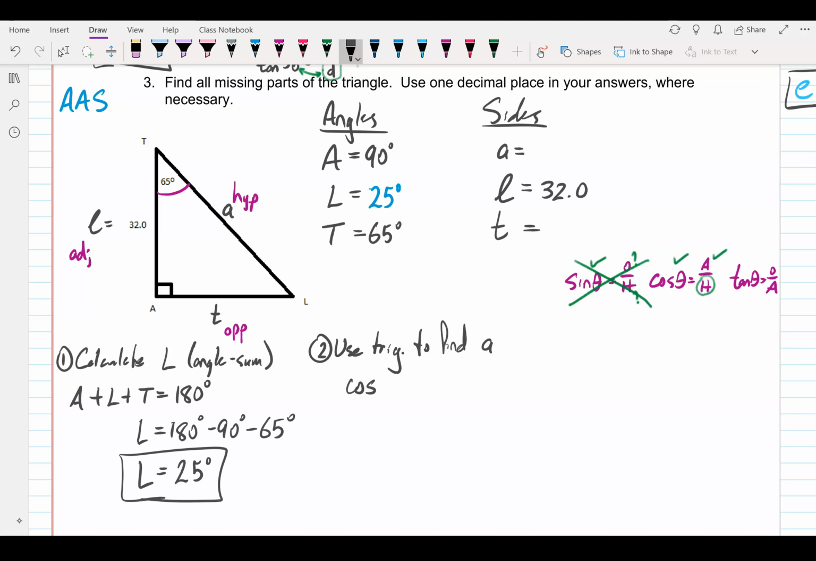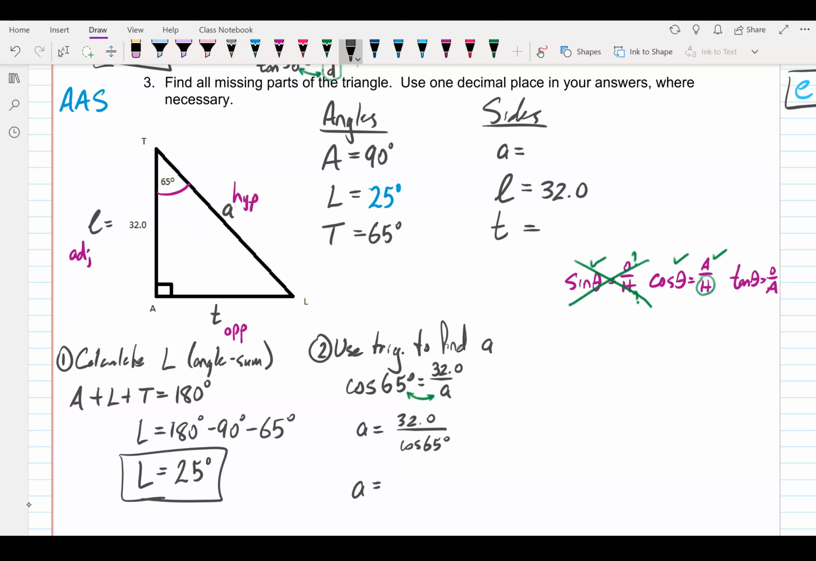So cosine of the angle, 65, is equal to the adjacent, which is L, or 32, over the hypotenuse, which is A. And you'll notice I only have one unknown here. That's fine. I'm going to do the exact same thing as I did before. I'm going to switch their places, and we'll get A very easily. A is equal to 32 divided by cosine of 65 degrees.